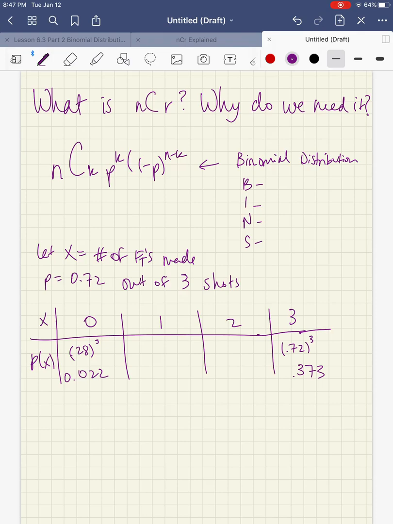But when it comes down to making 1 or 2 shots, there are actually multiple ways of this happening. You could make the first one, but miss the next 2. You could make only the second one, or you could make only the last one, okay? Likewise, if you wanted to make only 2 shots, you could make the first 2, miss the last one, make 1, miss 1, make 1, or you could miss the first one and make the last 2, okay? So each one of these, though, has its own probability of occurring.